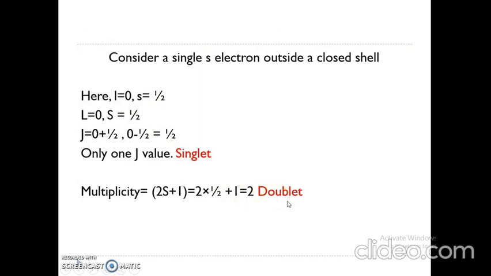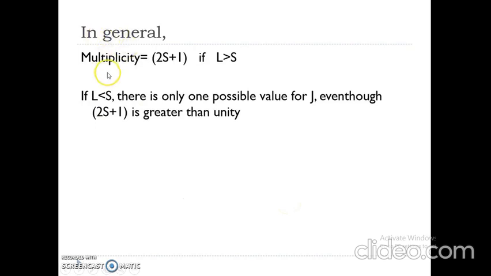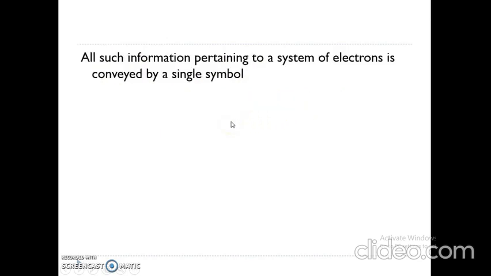Now which is correct? Note that multiplicity is equal to 2S plus 1 only if L is greater than or equal to S. If the L value is less than S, then there is only one possible value of J, even though 2S plus 1 is greater than 1. So all such information pertaining to a system of electrons is conveyed by a single symbol called a term symbol.